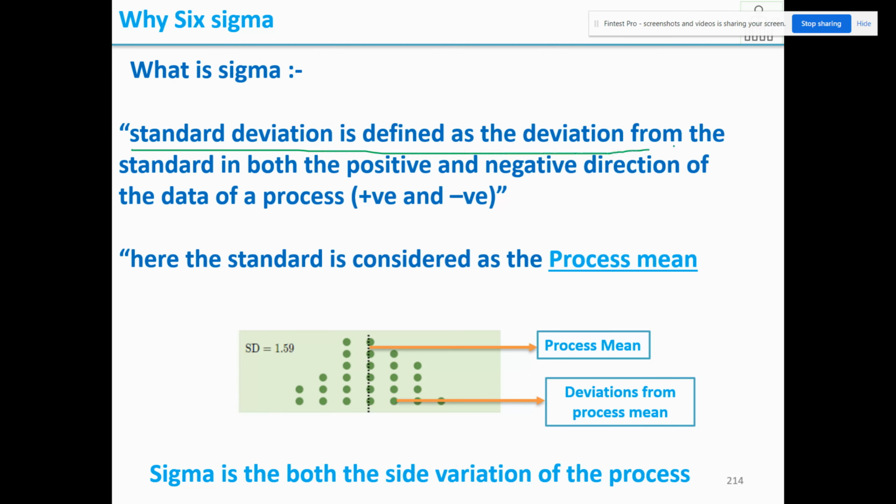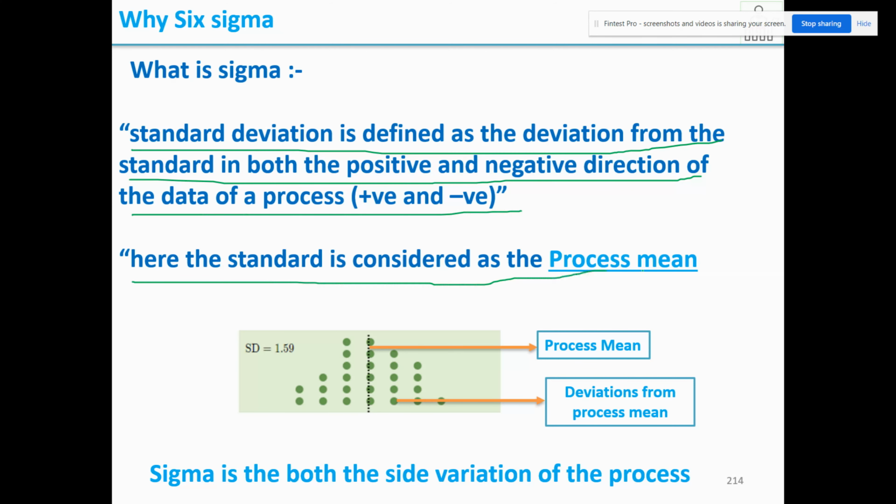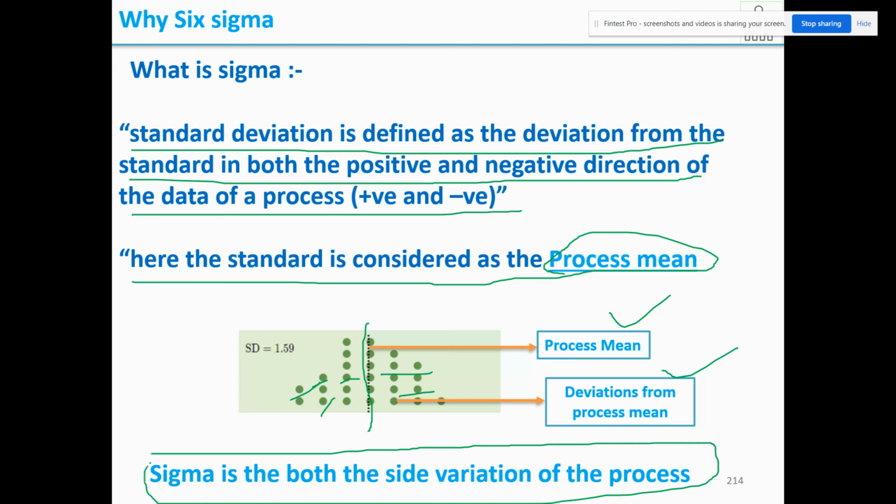Standard deviation is defined as the deviation from the standard, in both positive and negative direction, of the data of a process. Here, the standard is considered as the process mean. See, as we discussed, the standard is nothing but the process mean, not the drawing mean. From the process mean, from the middle value, the data is distributing equally to the positive and negative side. This is the process mean, and this is the deviation from the process mean. Sigma is the both-side variation of the process. If sigma is equal to 1, that means from the middle value 1 mm positive variation is there, and 1 mm negative variation is there.